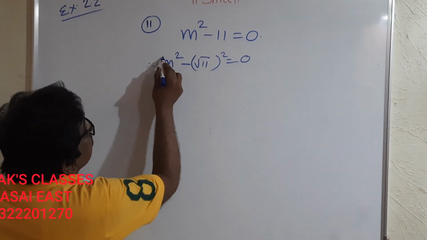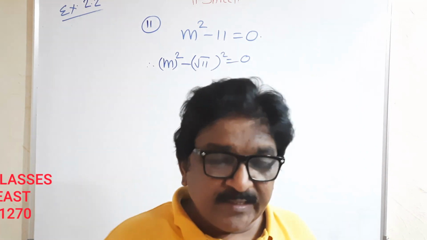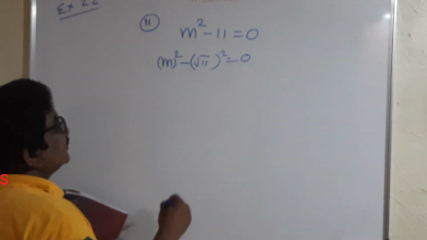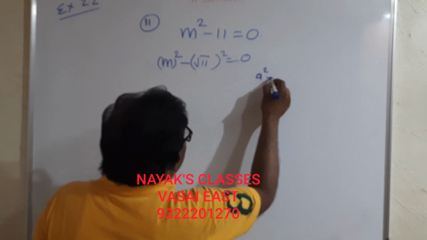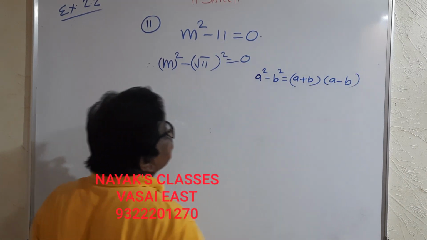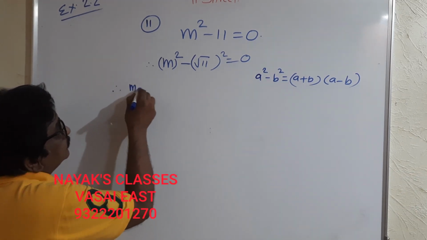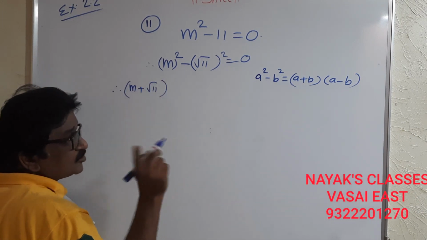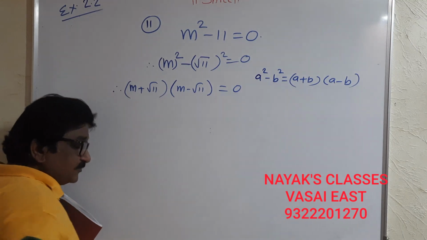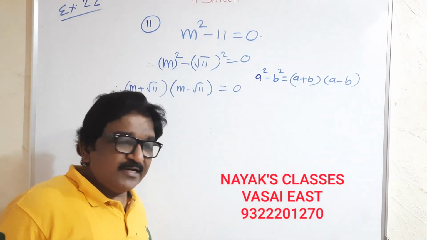m square minus root 11 the whole square. Root 11 square is 11. So this is nothing but again the identity a square minus b square is equal to (a plus b)(a minus b). Therefore, applying this, our a is m, our b is root 11, so (m plus root 11)(m minus root 11) is equal to 0.